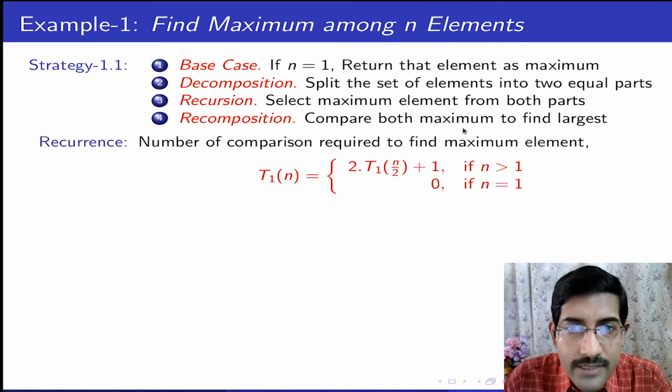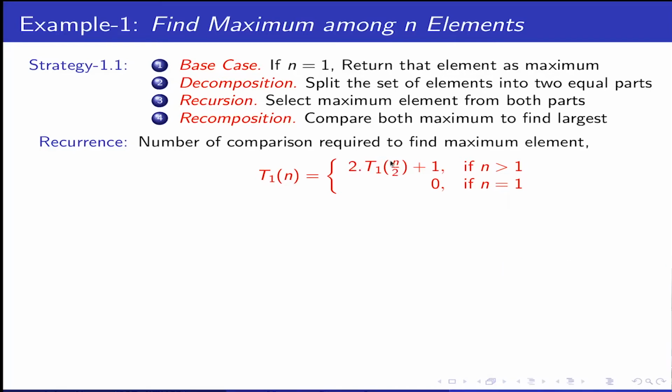So you can easily understand the recurrence would be that the number of comparisons that I make among n elements to find the maximum is: I split into n by 2 parts equally. So I have to find the maximum in two different parts, so 2 into T(n/2) comparisons from each part, plus the final comparison between the maximums chosen from those two parts to get my final maximum.